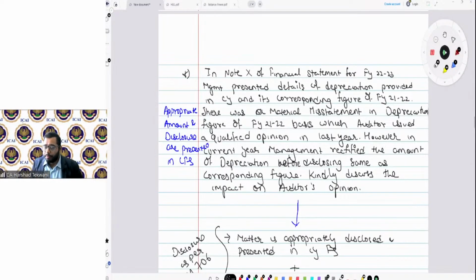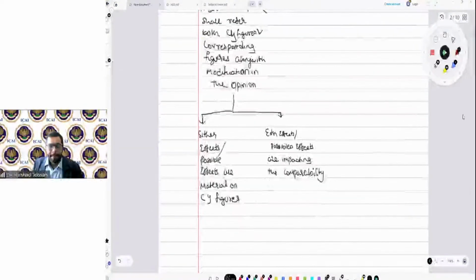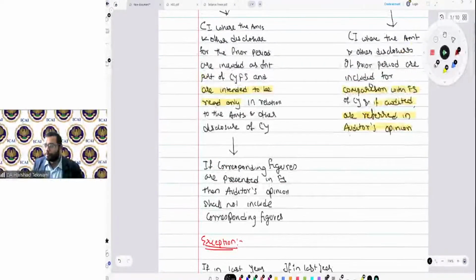Now, coming back to corresponding figures. We were discussing the corresponding figures and the exception where I need to report upon the corresponding figures. I'll summarize the corresponding figures, and in a minute I will conclude with a summary also, but there is one more point.